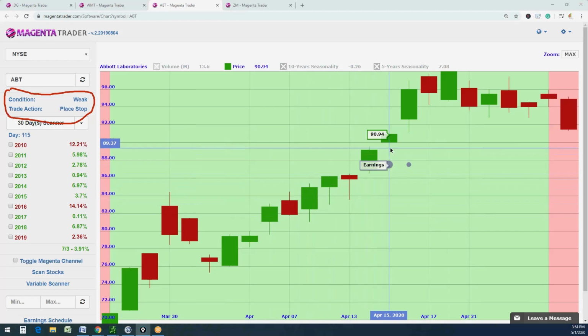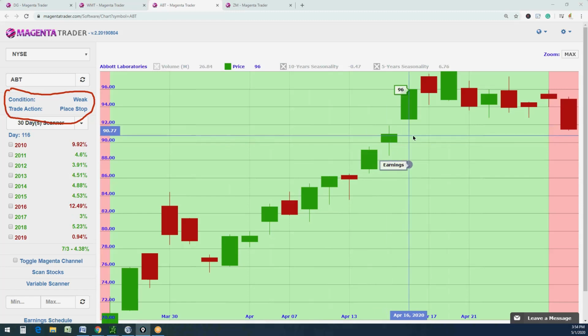On this day right here, this was the day when earnings came out, it says place a stop. But outside of that, the stock just kept on going higher. Now it's interesting that now the condition is getting weak. Magenta is able to see that the trend is getting weaker even though prices were going higher. So at this point in time, even on a solid green candle, it is suggesting that we place a stop.